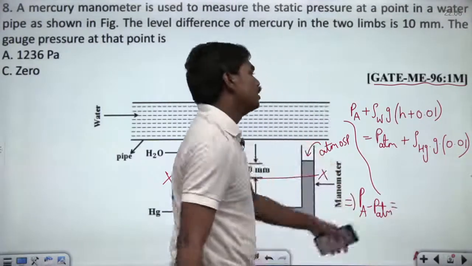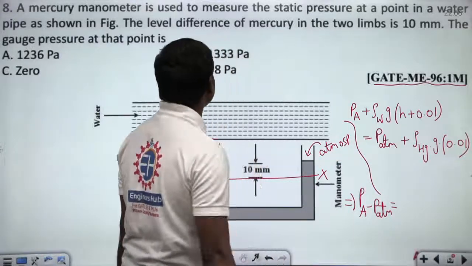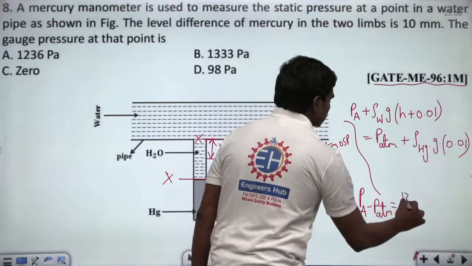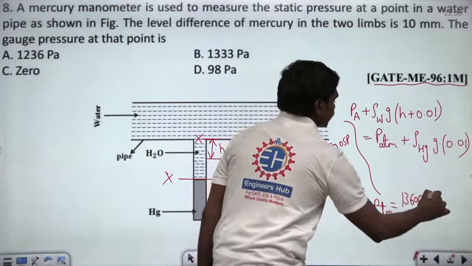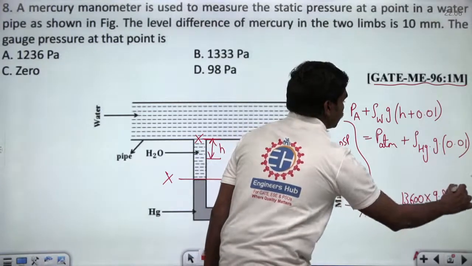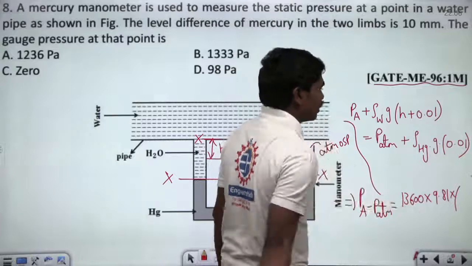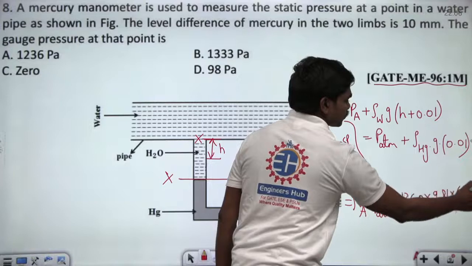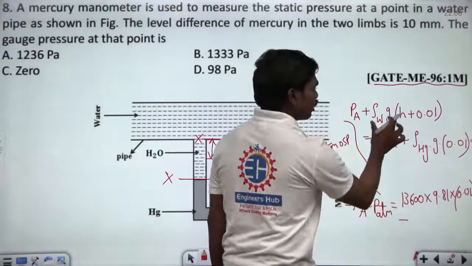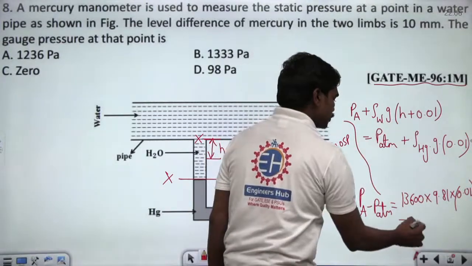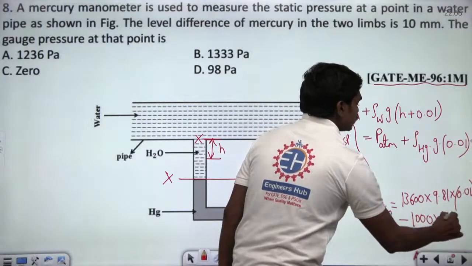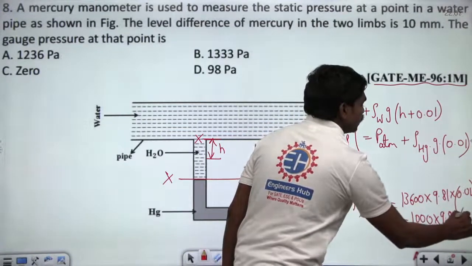This is equal to rho of mercury. So density of mercury is nothing but 13,600 you can take. So 13,600 into G, let us suppose if you are taking 9.81, into 0.01 meters, minus density of water into G into 0.01. So density of water is 1000 into 9.81 into 0.01.